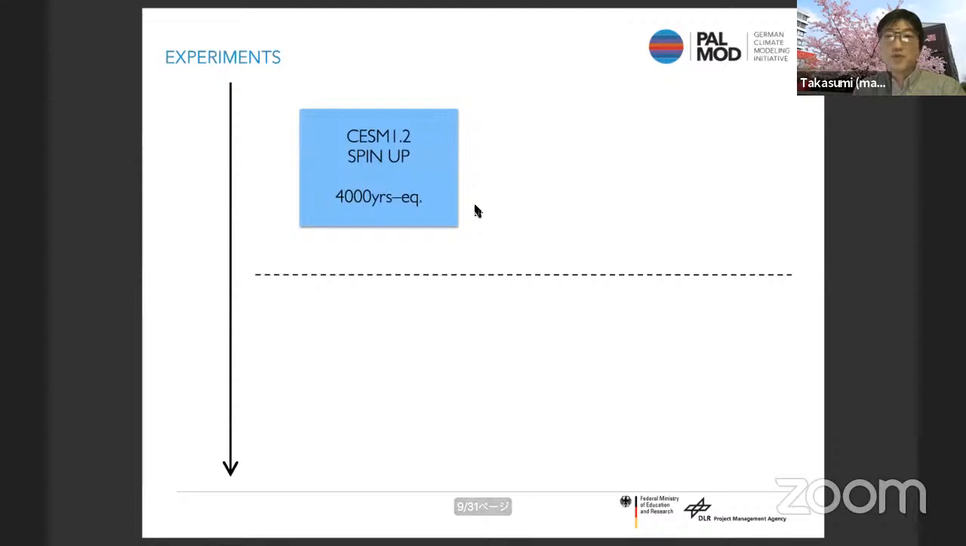First, we made a model spin-up. The length of this spin-up is 200 years for the entire CESM, but for POP2, we used a depth-dependent time step of up to 20 times. So for the very deep ocean, it corresponded to 4,000 years.